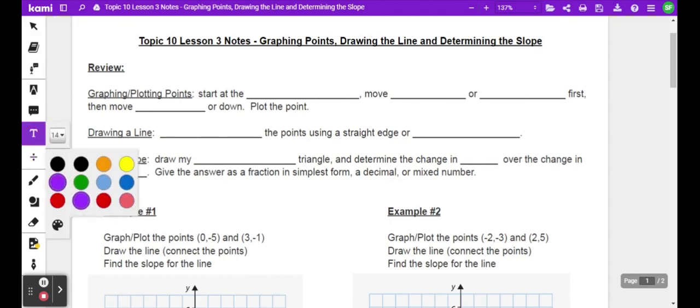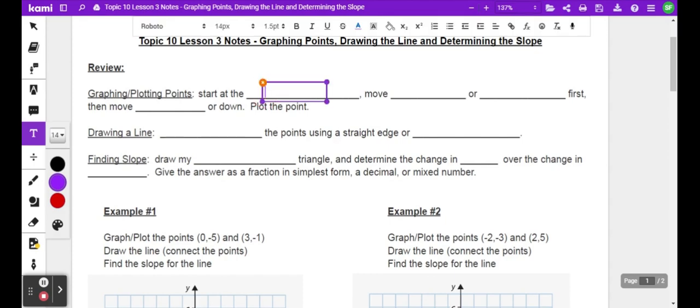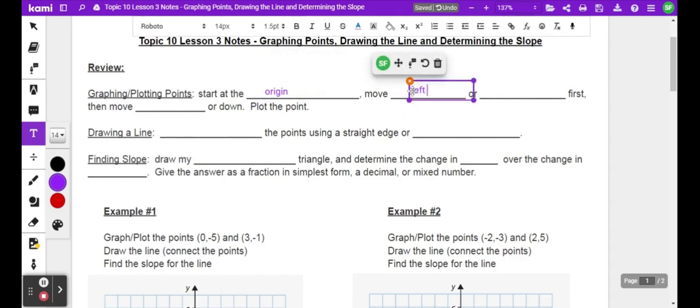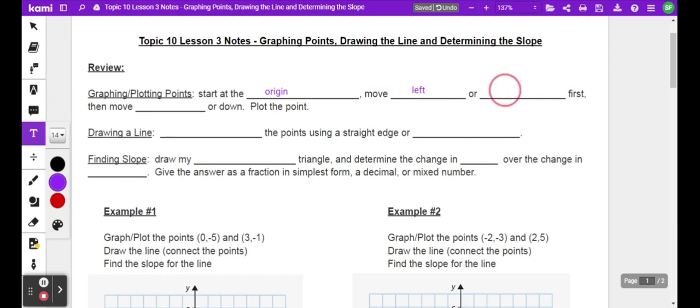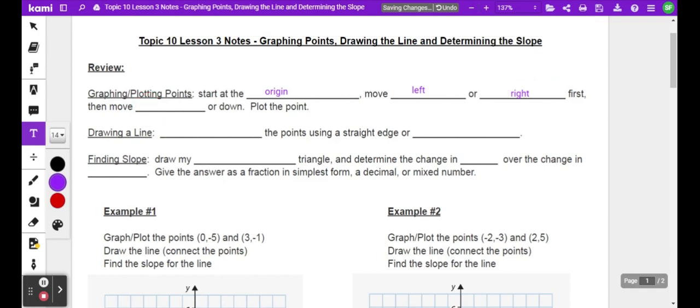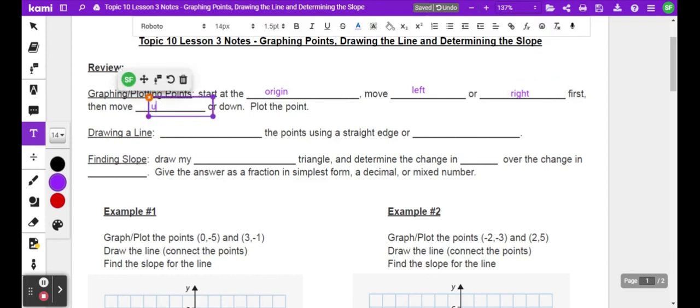Just remember to graph or plot your points on the coordinate grid. We are first going to start at the origin, and then we are going to move left or right first on that x-axis. And then when we get to our point on the x-axis, then we are going to either move up or down depending on the y coordinate, and then we're going to plot our point.